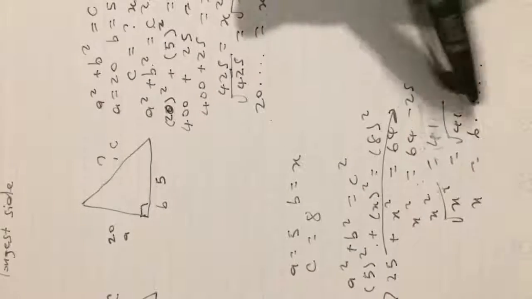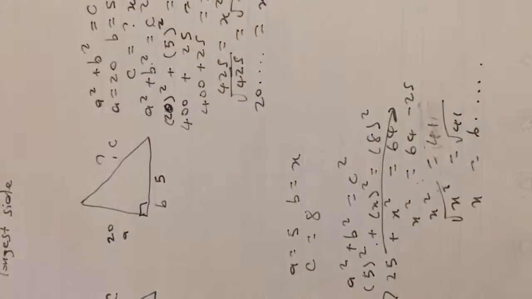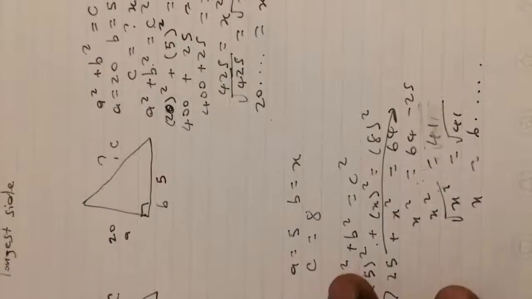Find the square root of x squared, and the square root of 41, so x is equal to 6 point whatever the answer is. So that's how it works for the Pythagoras theorem.